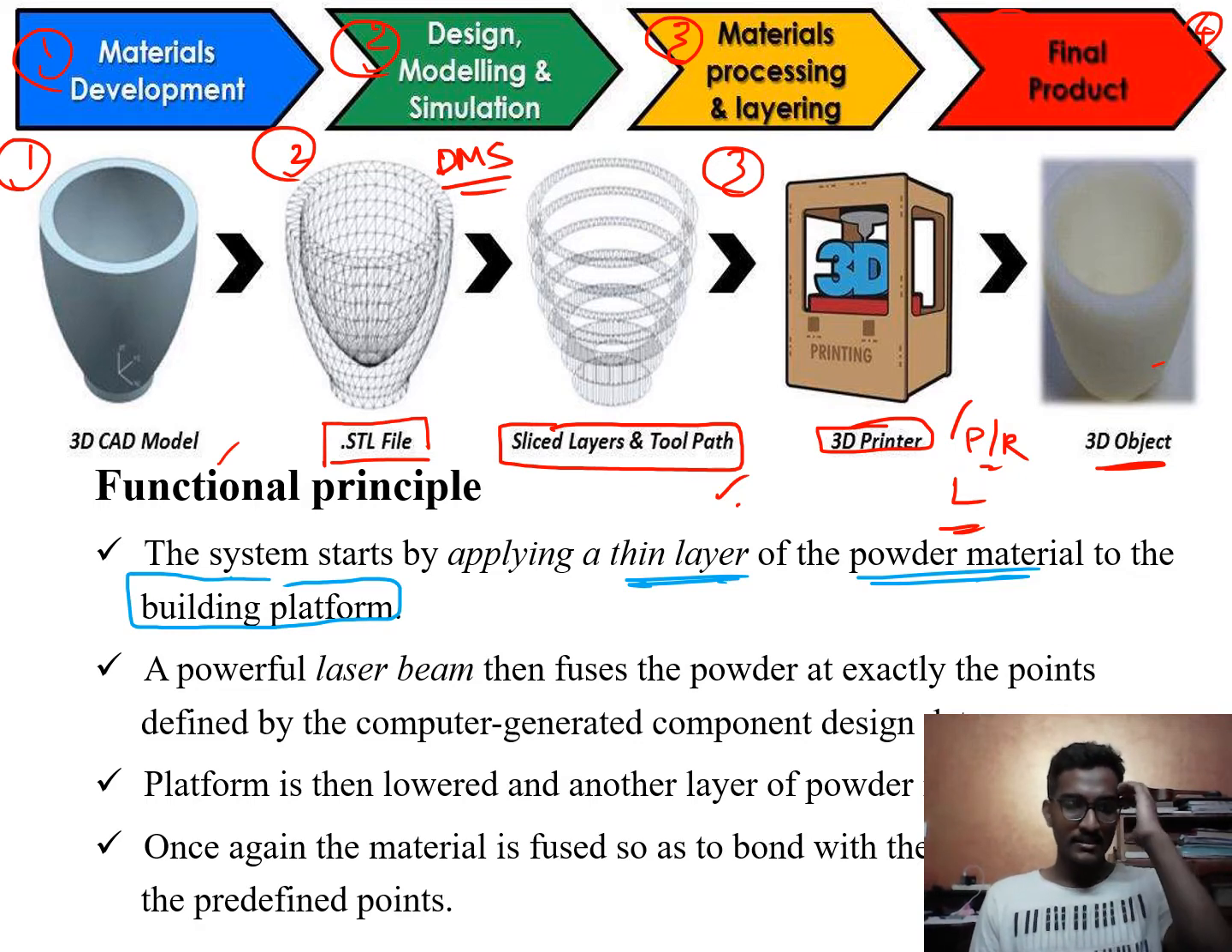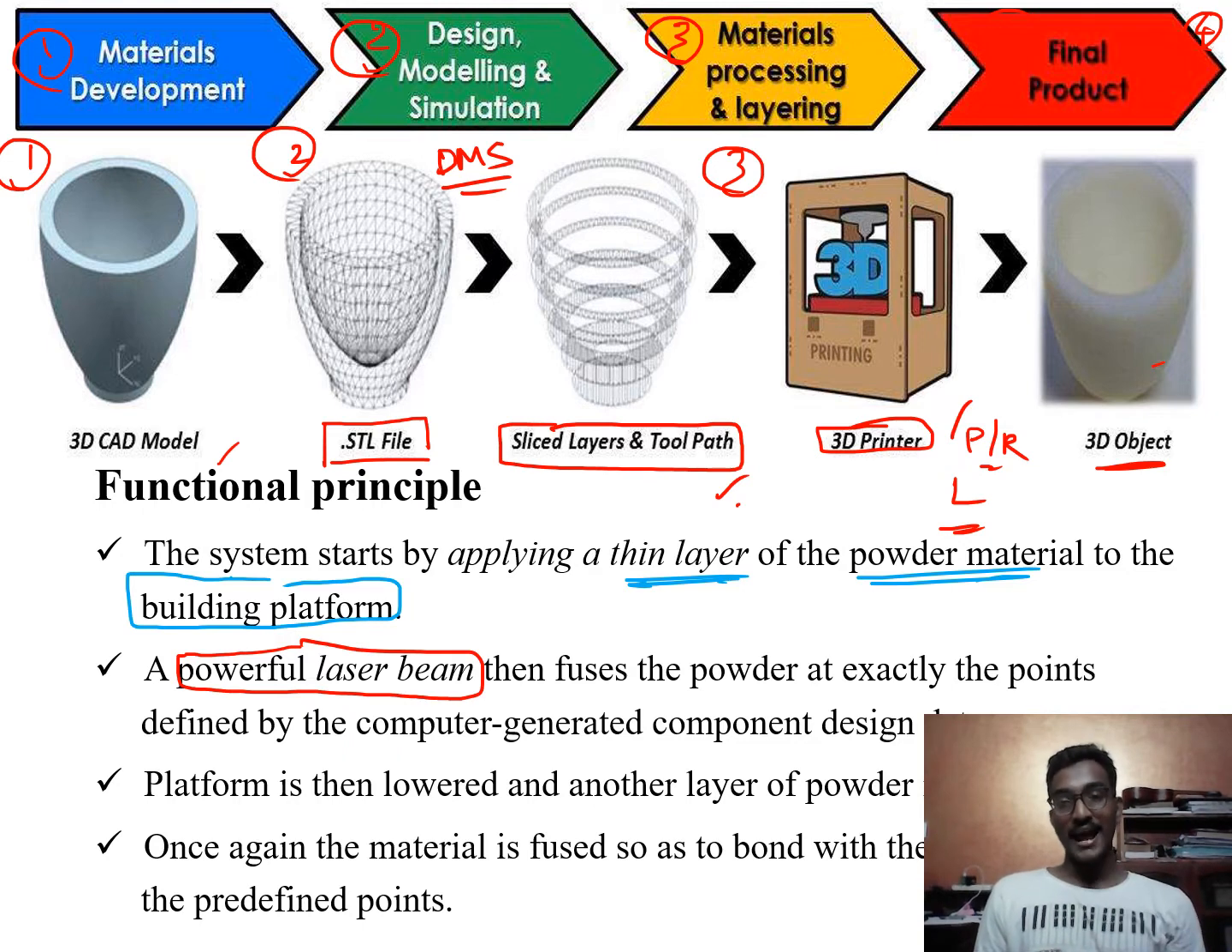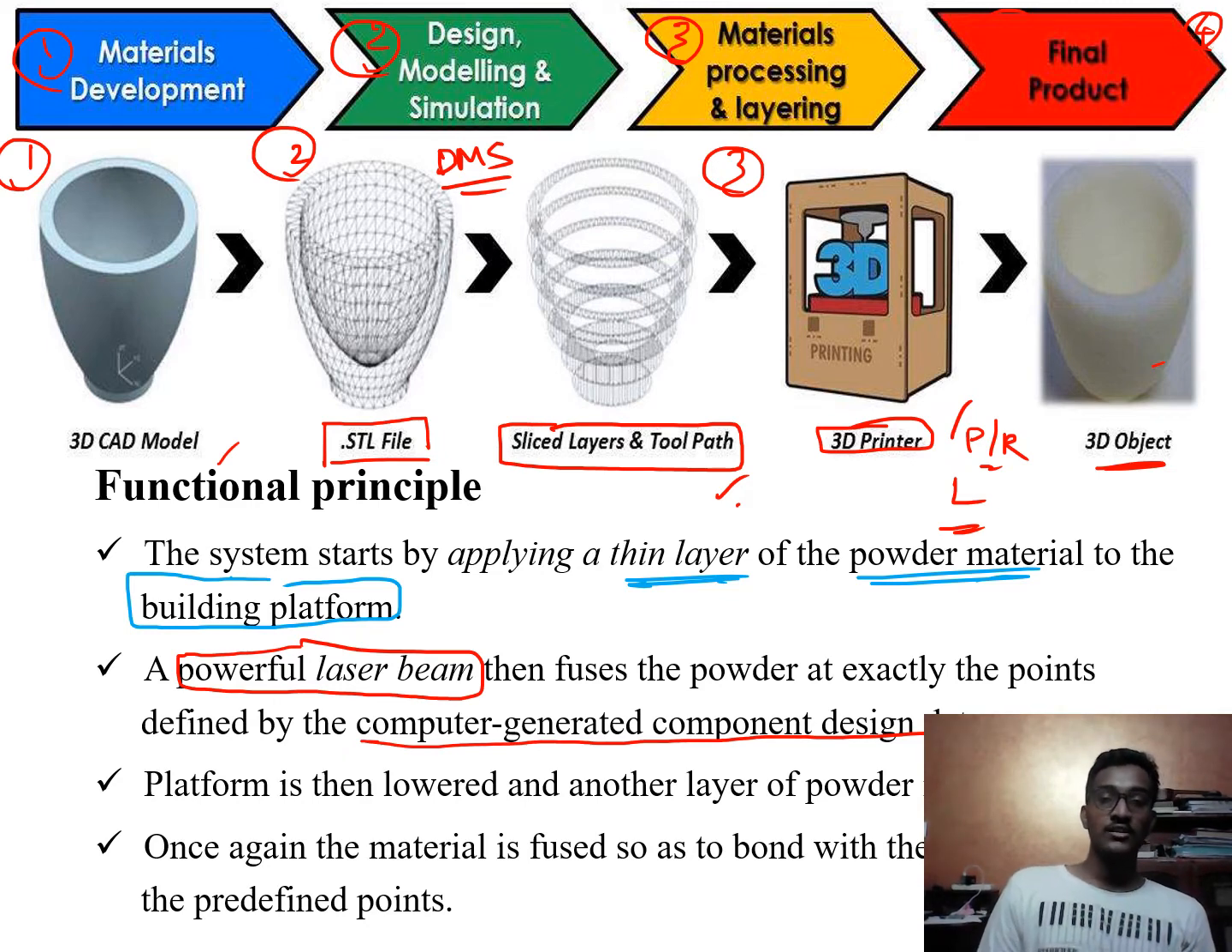And second, a powerful laser beam fuses powder to exactly the points defined by the computer generated component design data. So first, the thin layer of metal powder is built on a platform, and second, the laser beam fuses the exact points. Exact points.